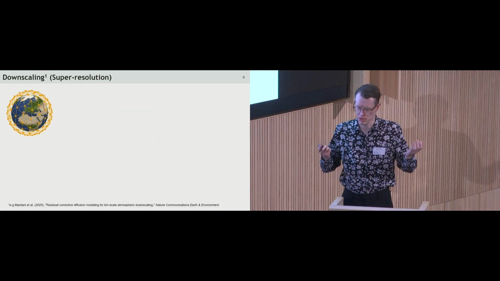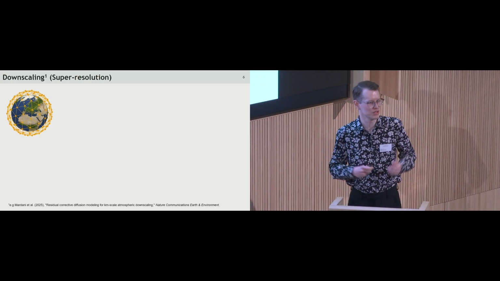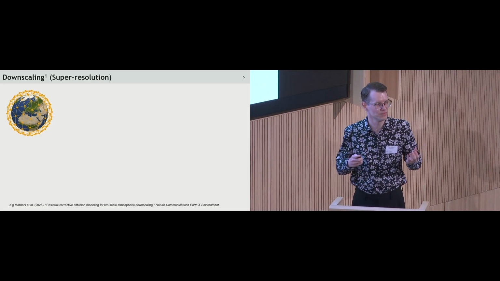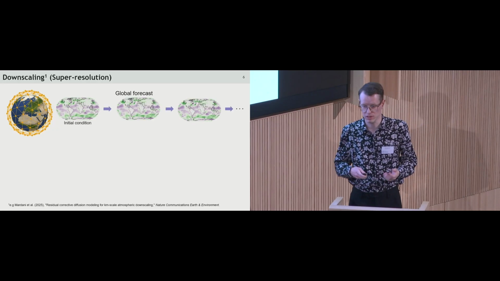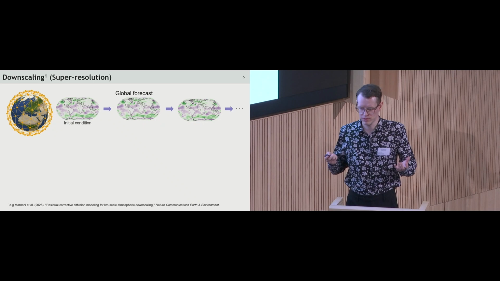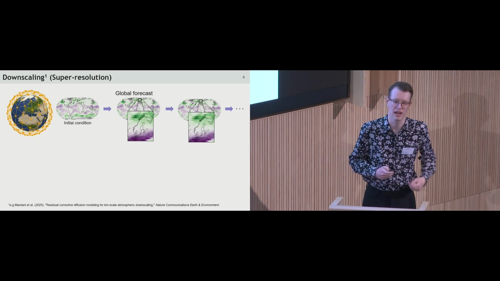So another possible approach here would be the downscaling setup. And really, mostly from the AI world, we would probably call this super resolution instead. So imagine here that we have a global coarse resolution model that we run. From some initial condition, we create our global forecast. And then if we then look at our region, then it's going to be very coarse and not this high resolution details that we care about.